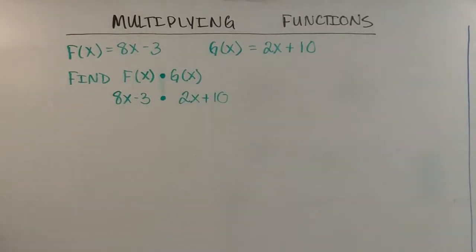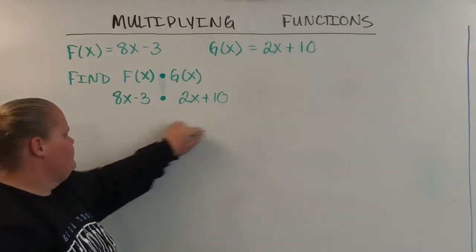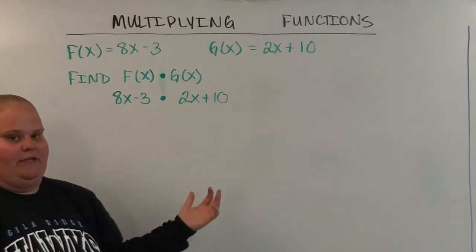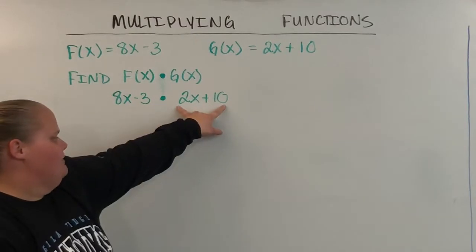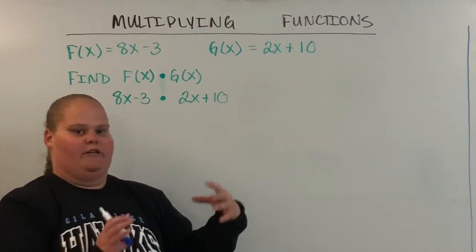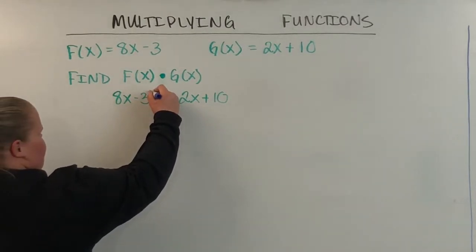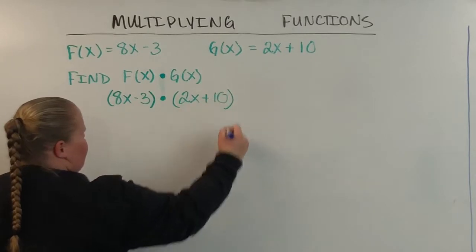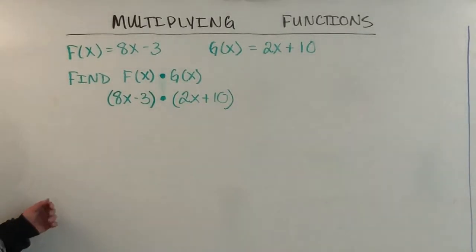So here's where some kids get confused. If you just leave it like this, it looks like you're just multiplying negative 3 times 2x. That's not the case. We're multiplying 8x minus 3 times 2x plus 10. So we need to make sure that we're multiplying every single piece. So in order to make that happen, we're just going to put both functions in their own set of parentheses. So this is how this is going to be done.